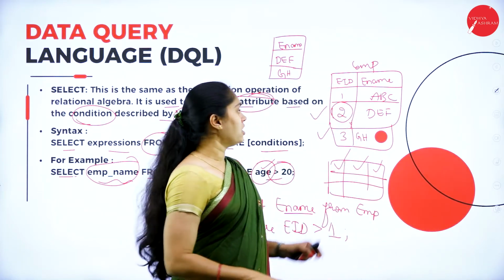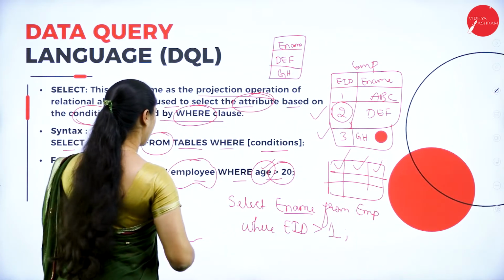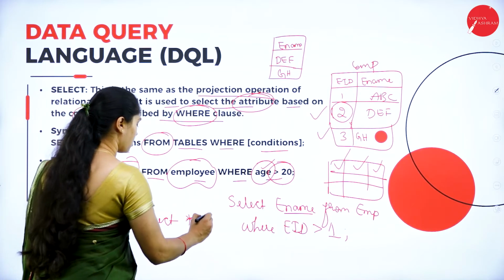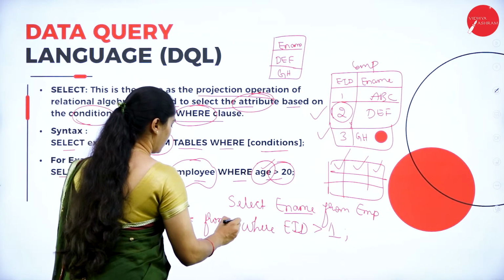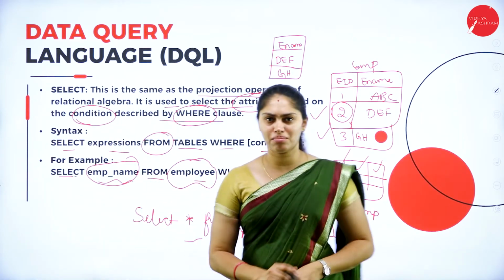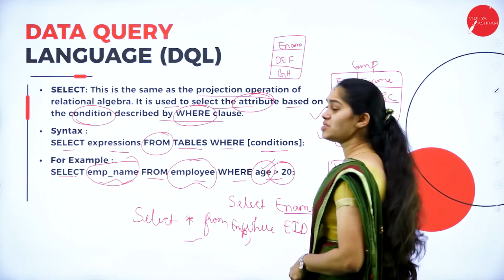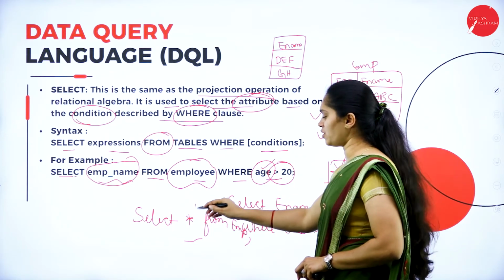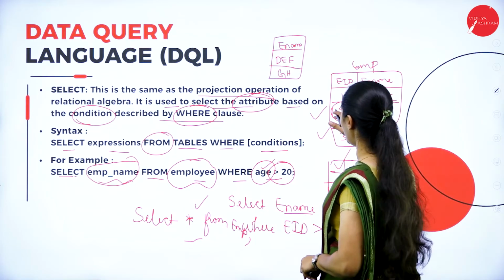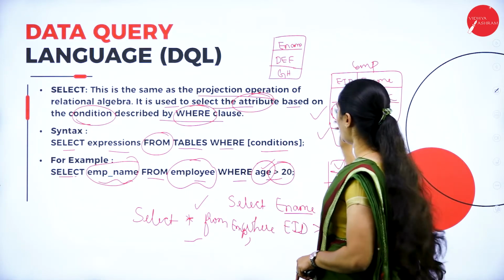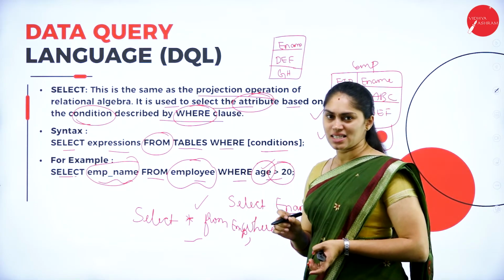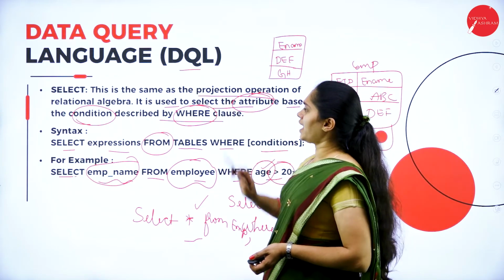What if I wanted to take all the names or all the IDs? Let me consider select star from EMP. If I am using select star from EMP, at that time all the columns and all the rows will be displayed. If you are using this star, select star from employee where EID greater than 0, at that time all the values, all the columns and rows will be displayed. This is how the data query language works.